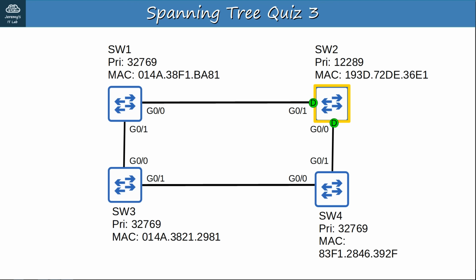Okay, on switch 1 and switch 4, the answer is obvious. Switch 1's G00 and switch 4's G01 have a cost of 4, so they are selected. How about switch 3? Via G00, it has a cost of 8, 4 plus 4. Via G01, it has the same, a cost of 8, 4 plus 4. So we have to use the tiebreaker. Which neighbor switch has the lowest bridge ID? Switch 1 or switch 4? It's switch 1. The priorities are the same, but switch 1's MAC address is lower. So G00 is selected as the root port, and switch 1's G01 becomes designated.